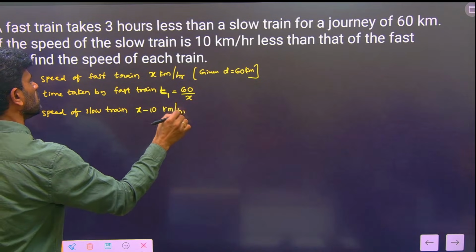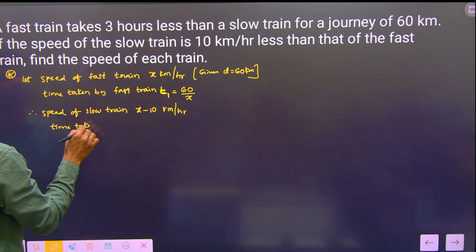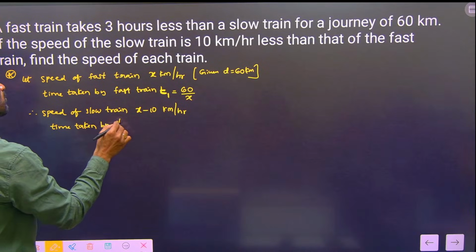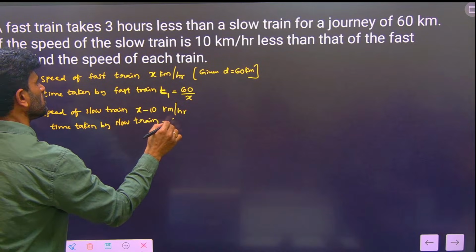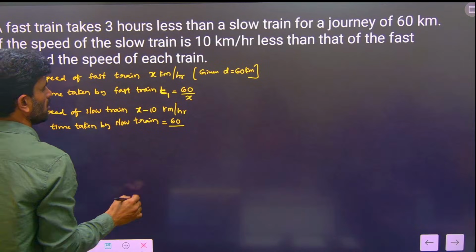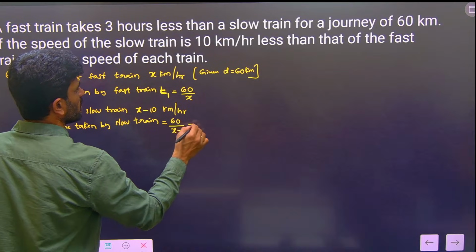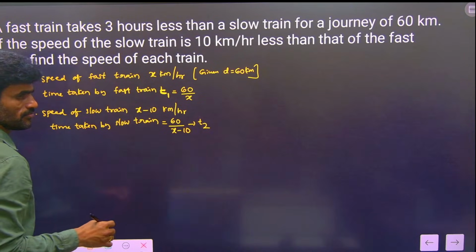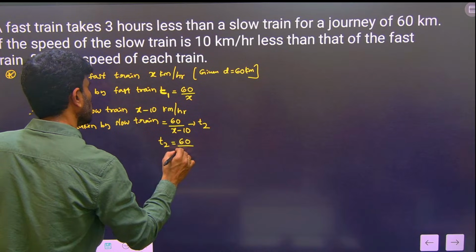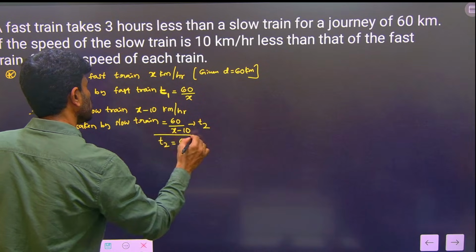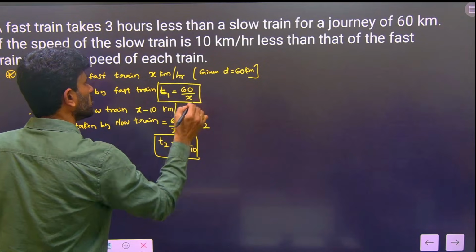This is the speed. Now the time for the slow train is 60 by x minus 10. We can take it as T2. So T2 is equal to 60 by x minus 10. This is T2. This is T1.